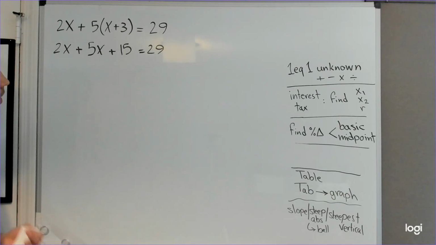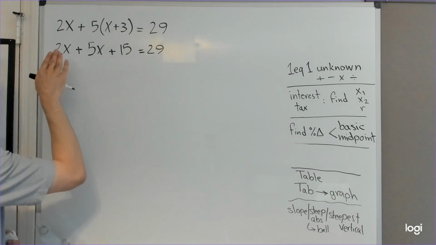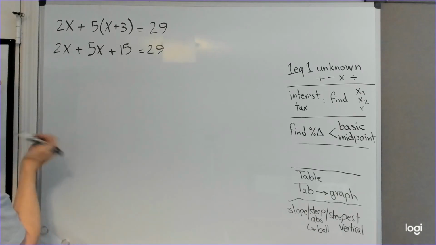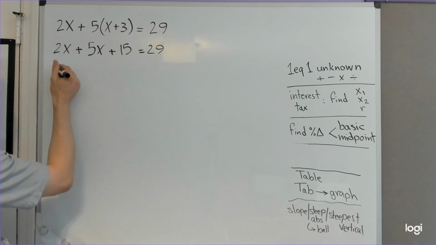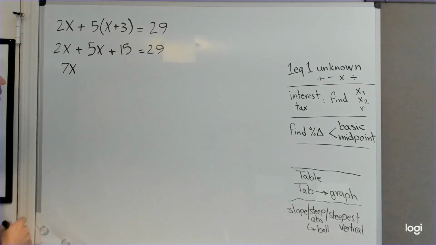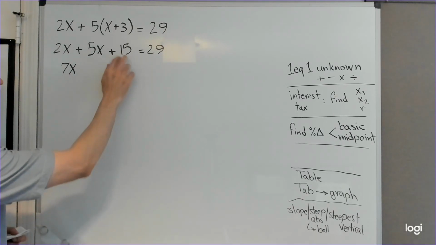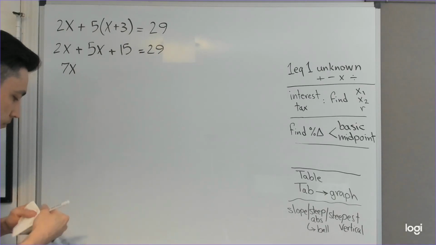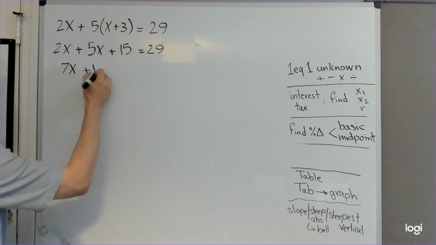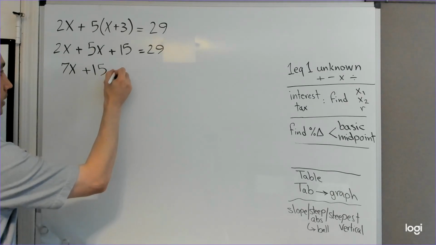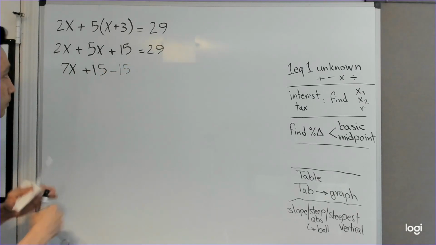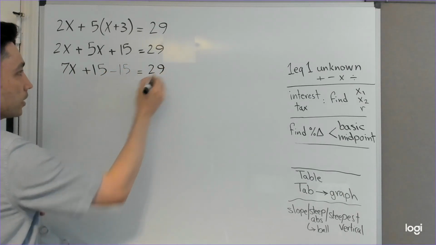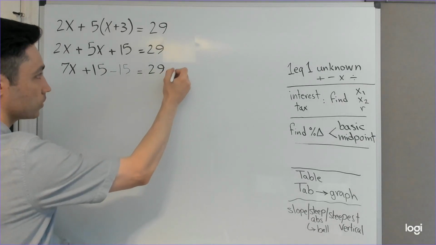I can do 2 simplifications at the same time. 2 apples plus 5 apples is 7 apples. 2x plus 5x is 7x. So I have 7x plus 15 equals 29. I want to eliminate the 15 that I have on the left. So all I need to do that is to subtract 15 from the two sides. So I have 7x plus 15 minus 15 equals 29. I need to remember to do the same thing on the right hand side.